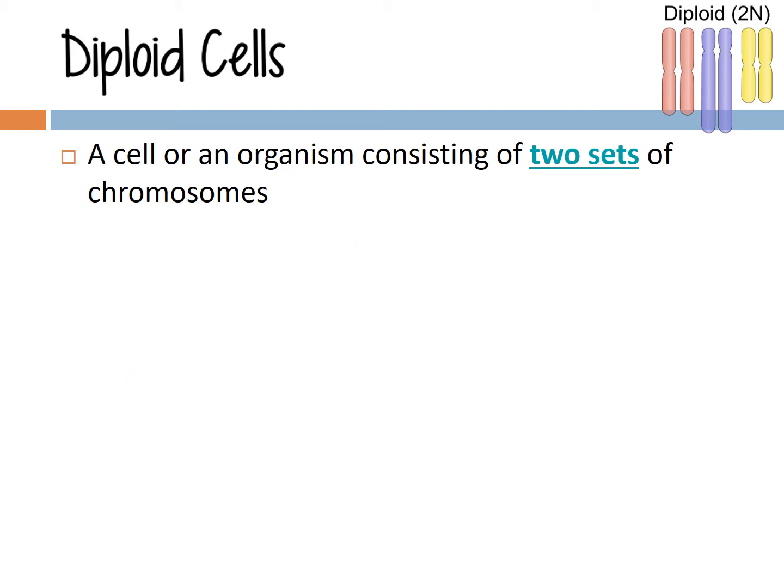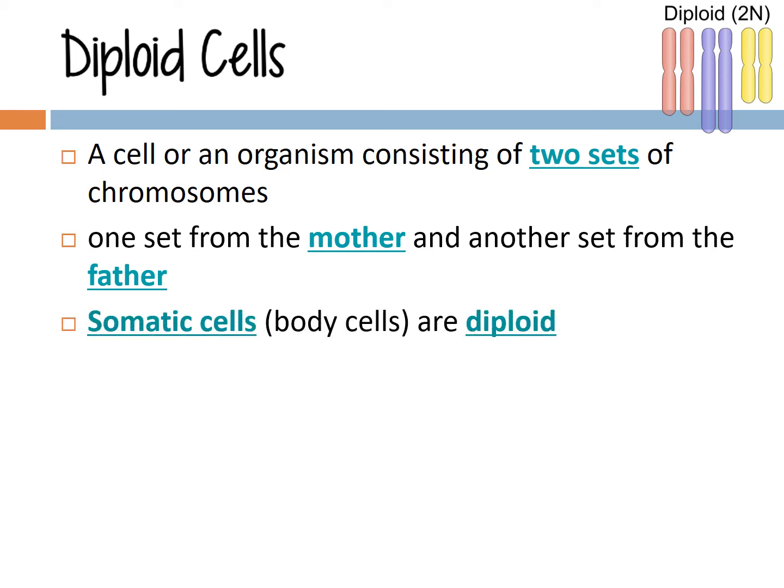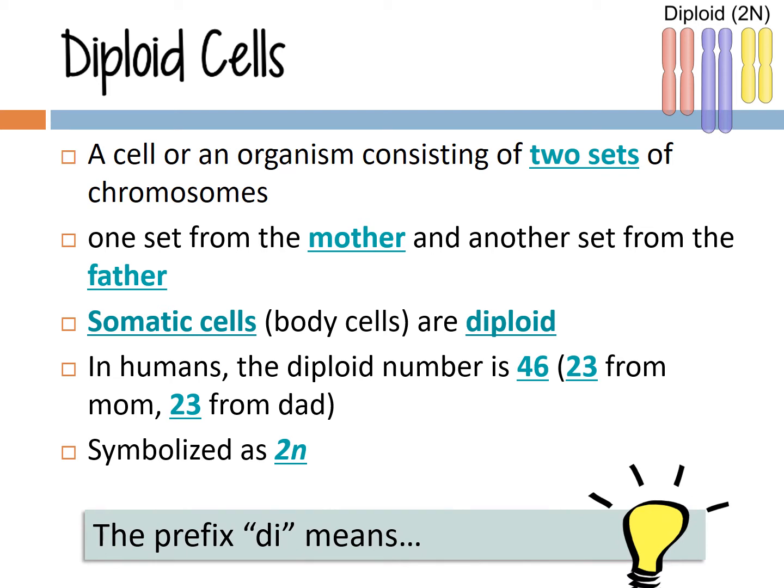So a cell can be determined to be diploid or haploid, depending on the number of sets of chromosomes it has. A cell of an organism consisting of 2 sets of chromosomes is going to be diploid. 1 set is from the mother and 1 set is from the father. These are somatic cells. Our body cells are diploid. In humans, the diploid number is 46. We have 46 chromosomes. 23 we got from mom, 23 we got from dad. And we symbolize this as 2N. Okay, 2N. And the prefix di means, well, it means 2.